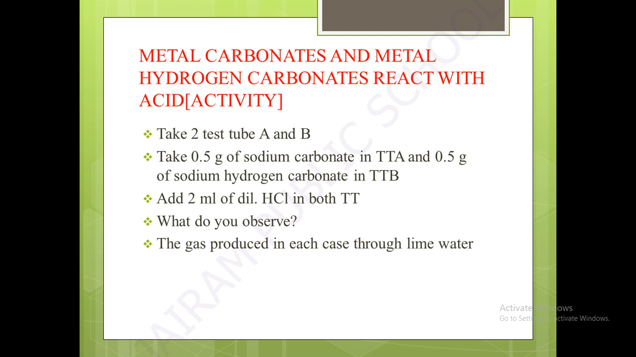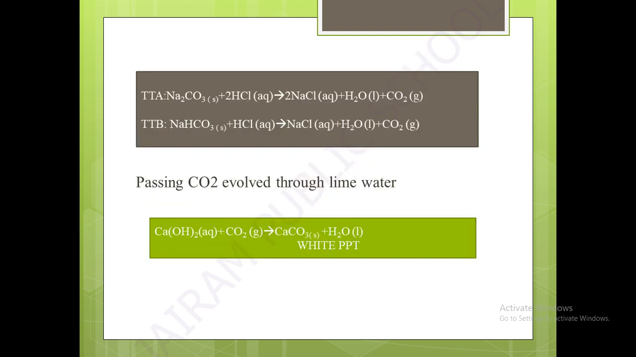Next, we leave the test tubes for some time and observe what gas is coming out. After some time the gas will be produced in both the test tubes, and that gas is passed through lime water. The lime water turns into a milky white precipitate. Here is the reaction: in test tube A I have taken sodium carbonate, which reacts with the HCl. The products obtained are sodium chloride, a salt, water and carbon dioxide.